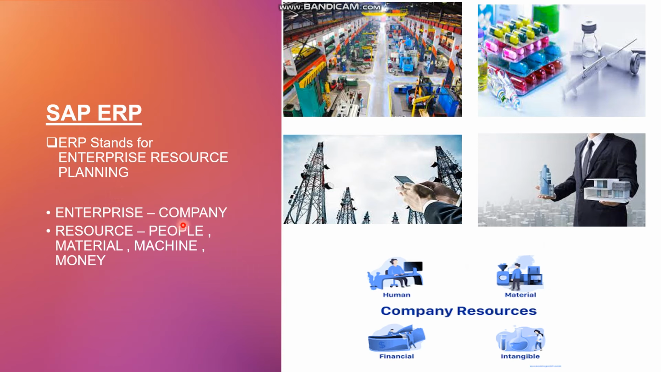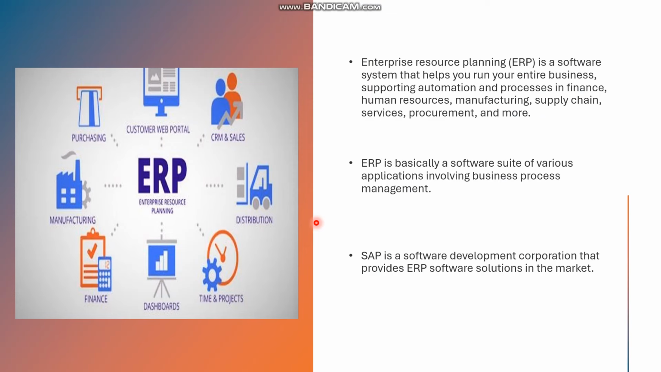So enterprise is nothing but a company or any business which is running with the help of various resources like people, money, machine, material. Resources will depend upon the type of industry. So the industry or company may be of the manufacturing sector, pharmaceutical sector, telecom sector, or construction sector. So planning the resources in order to run the business or company is nothing but enterprise resource planning.